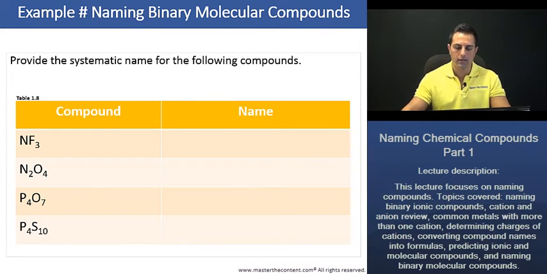Looking here, example: naming binary molecular compounds. Provide the systematic name for the following compounds in table 1.8. By this point, you should be fairly comfortable answering this question, so I'll encourage you to answer this independently. Pause the video now and complete table 1.8. Otherwise, I'm going to unveil the answers for this table. I'll give you a moment now to pause the video.